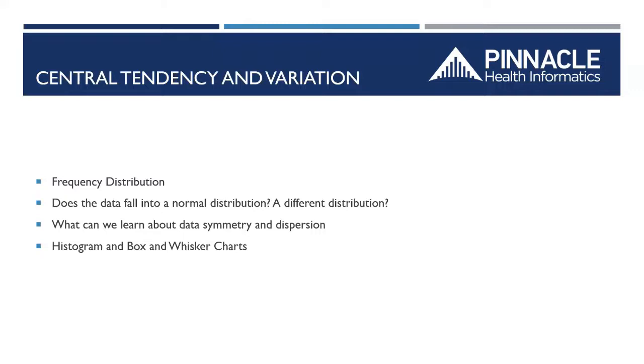That's going to tell us a lot about our data and give us some idea about how our data values look. Is it going to be normal? Is it going to be a skewed distribution? These are all valuable things to know. We're going to learn about data symmetry and dispersion a little bit. And we're going to look at a histogram as well as box and whisker charts and see how those can help us analyze data.